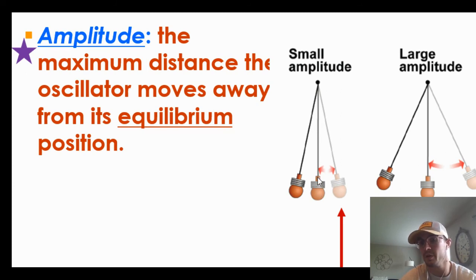Here the equilibrium is going to be the center. Equilibrium is where it would be at rest. If we're talking about waves in water, equilibrium would be like water level, sea level. A small amplitude is when it doesn't move very far away from that, right? A larger amplitude is when it moves quite a ways away from that. So amplitude, small amplitude, large amplitude, equilibrium is an important term there. Remember, equilibrium is the point at which it would be at rest.